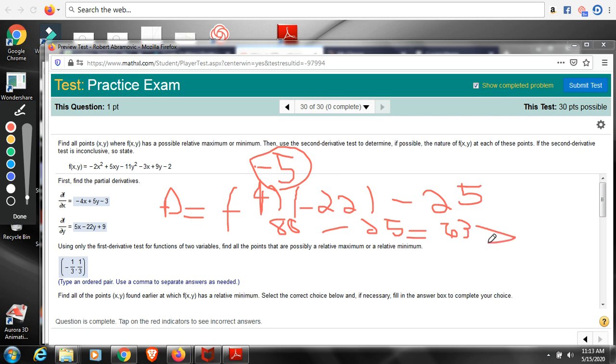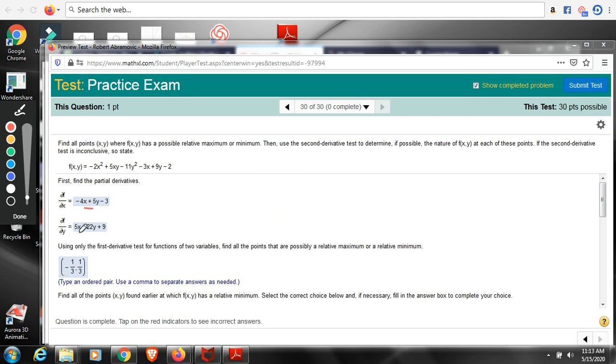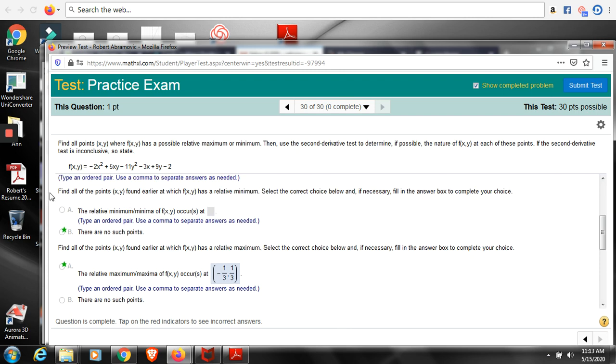So 63 is positive, and at -1/3, comma, 1/3, the second partial with respect to x is always negative. Negative second partial with respect to x, and a D that's positive implies a local extremum, a relative maximum, because of the second partial with respect to x.